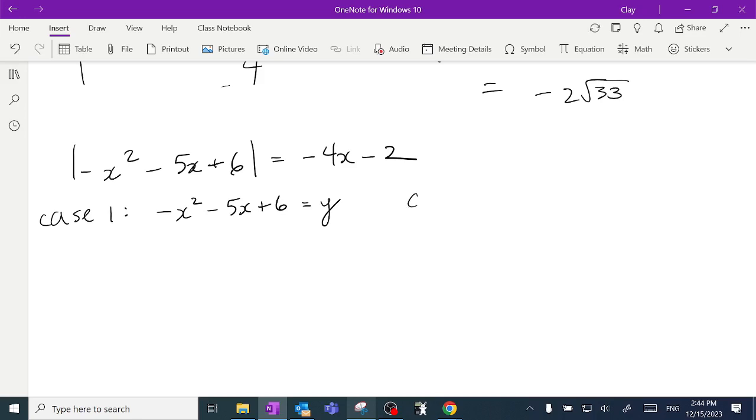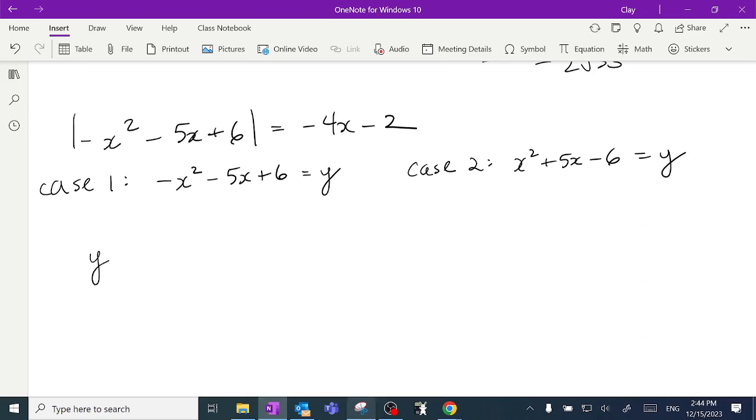And of course, case 2 would be where I take the opposite of what's in here and make that equal to y. And if I'm graphing y equals this thing with the absolute value, remember that y then, in piecewise, would be the original function or the opposite function.